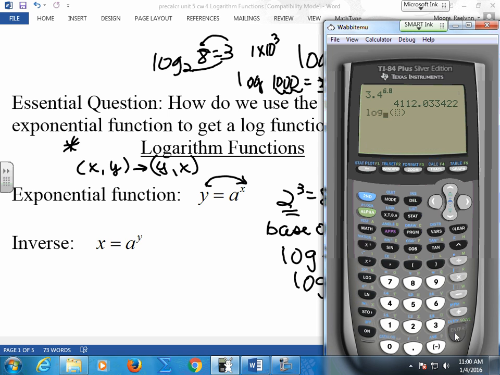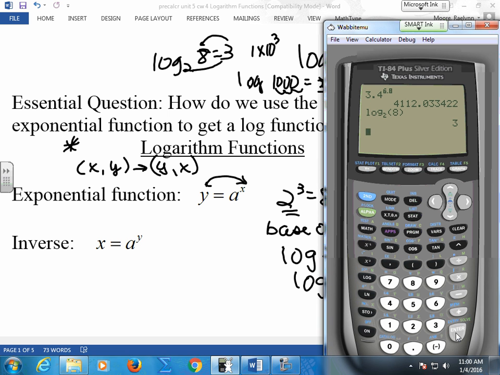Try this instead. It allows you to put your base in other than 10. So if we put our base of 2 and said 8, we would get our answer to be 3.